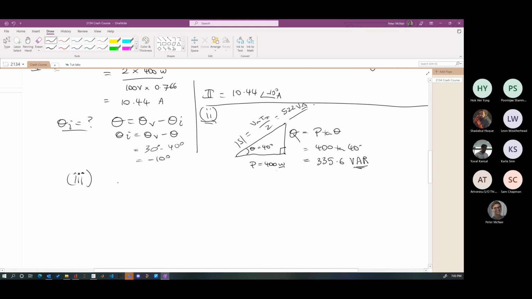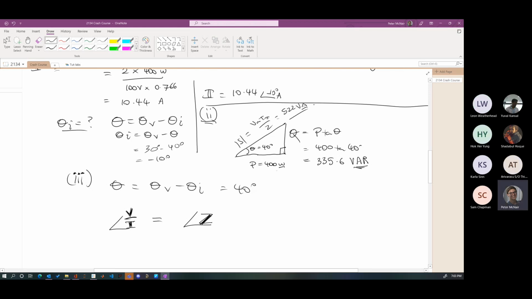So first of all, we know that the angle of theta v, I beg your pardon. Our theta equals theta v minus theta I, which is equal to 40 degrees. But this is also the angle of our impedance, because this is the angle of v as a phasor divided by I.